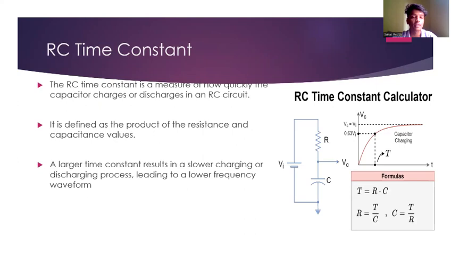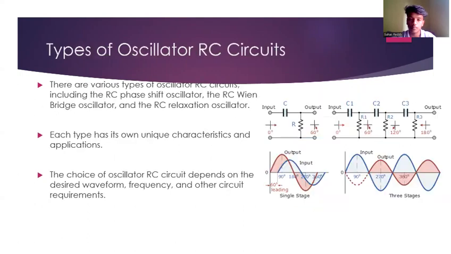RC time constant. The RC time constant is a measure of how quickly the capacitor charges or discharges in an RC circuit. It is defined as the product of resistance and capacitance values. A larger time constant results in a slower charging and discharging process, leading to a lower frequency waveform. RC time constant calculator. This is the formula for calculating the RC time constant: T is equal to R into C. So we can take the formula from both resistor and capacitor.